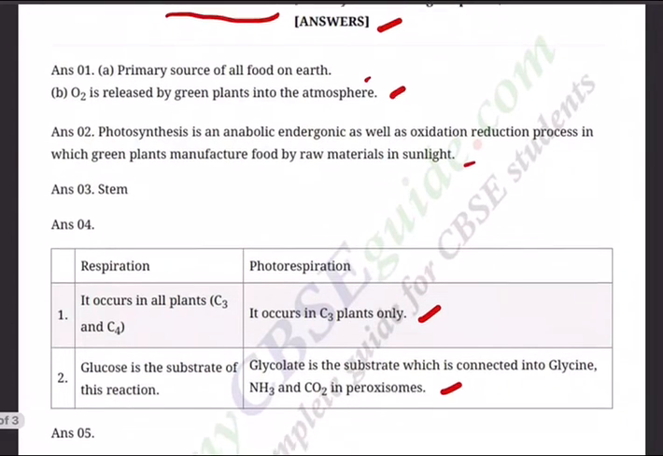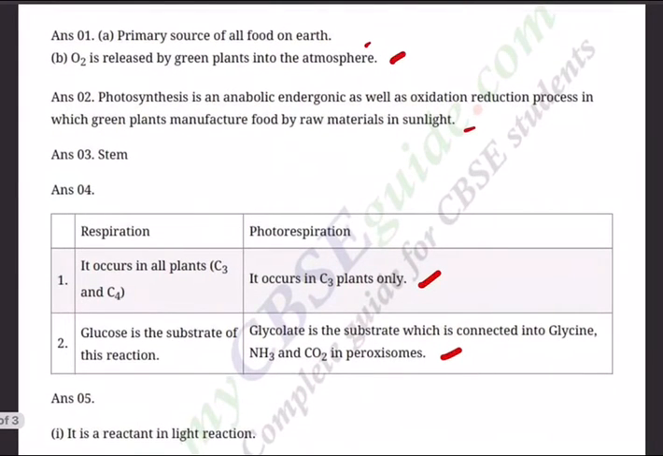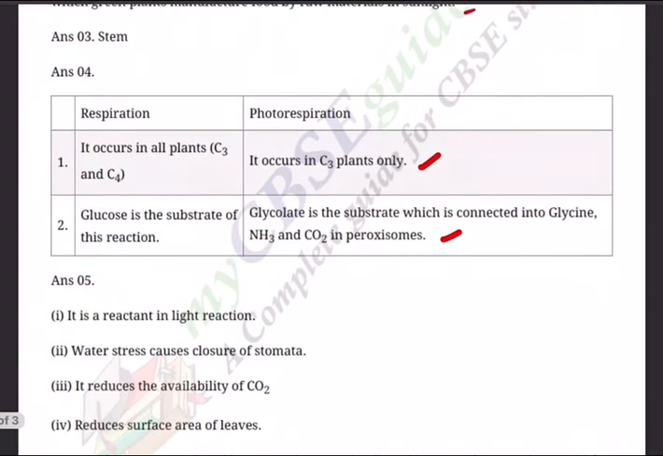Third one is Opuntia's. Answer should be stem. Question 4, respiration and photorespiration. Respiration occurs in all plants, C3 as well as C4 plants. Photorespiration occurs only in C3 plants. In respiration, glucose is the substrate of this reaction because we always say respiration is oxidation of glucose. And in photorespiration, glycolate is the substrate which is converted into glycine, NH3 and CO2 in peroxisomes.